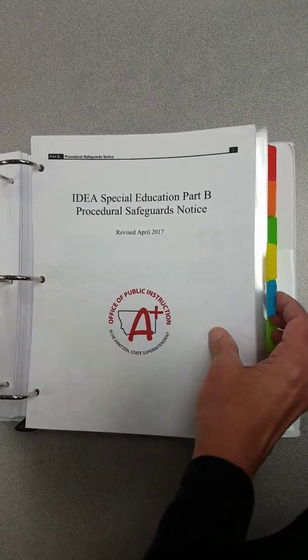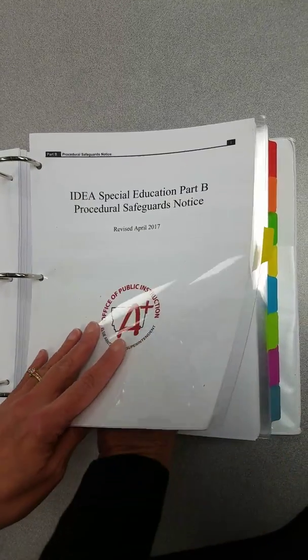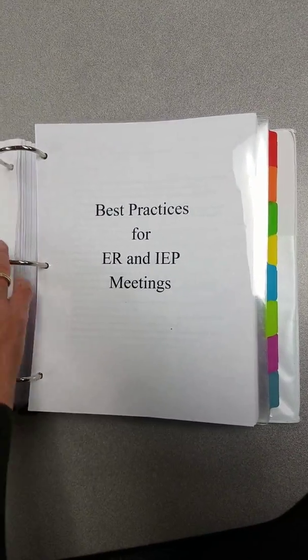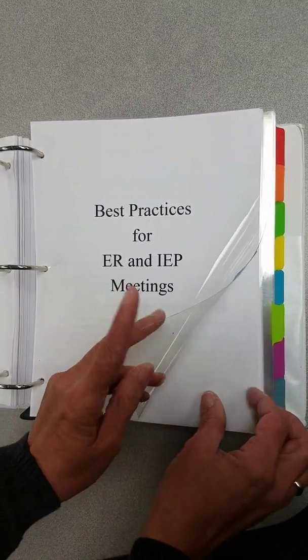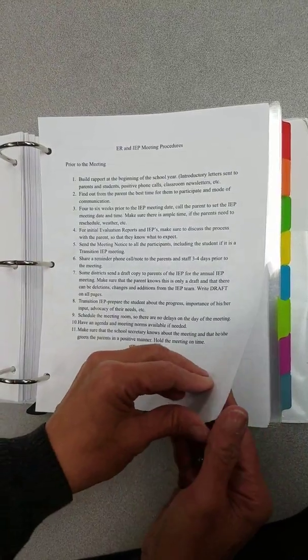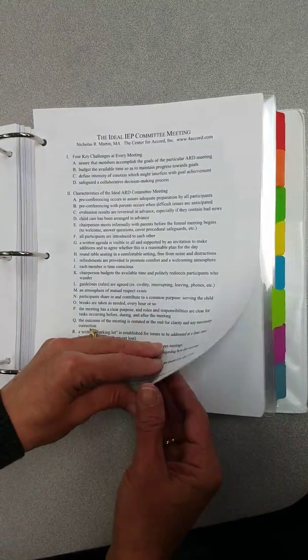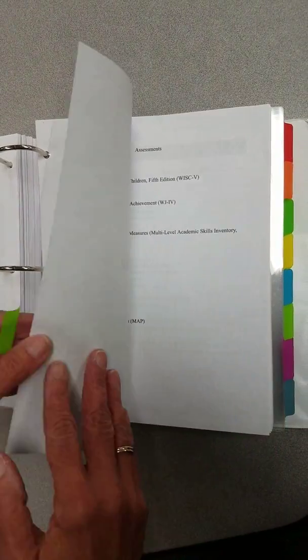Okay. Next is a copy of the procedural safeguards notice that will be given at every meeting with a parent. Okay. Next, best practices for evaluation reports and IEP meetings. I went through and created a few things to think about prior to the meeting, during the meeting, and conducting the IEP. And then I found some good tips on the internet, just the ideal IEP committee meeting and best practices checklist.